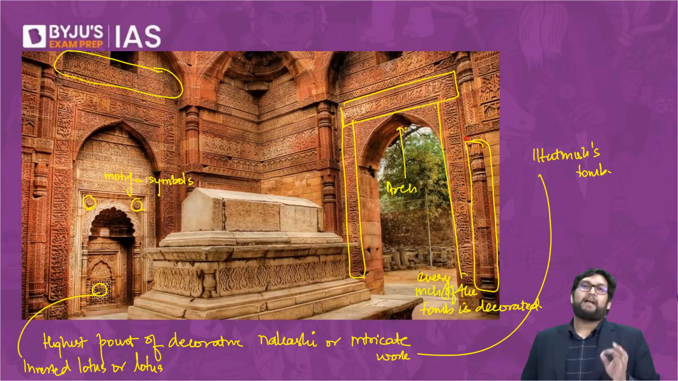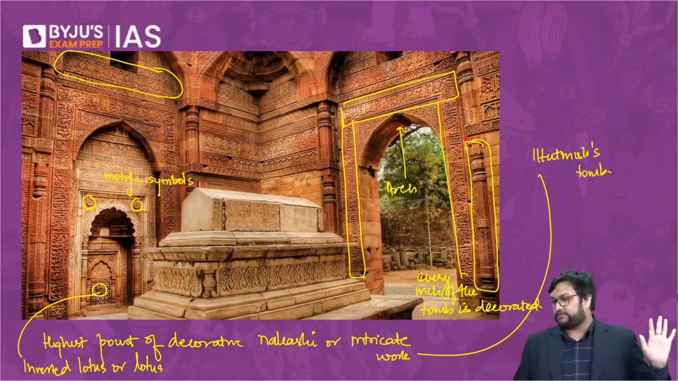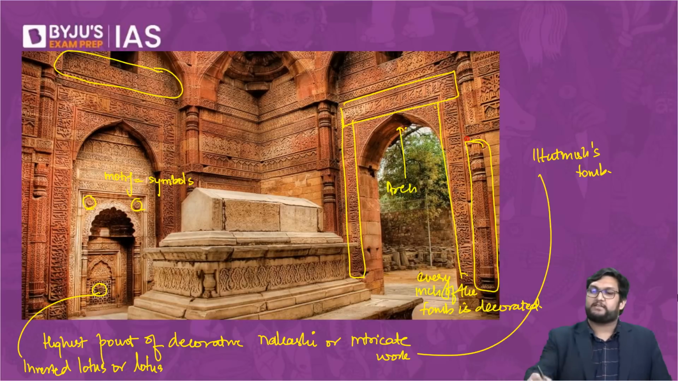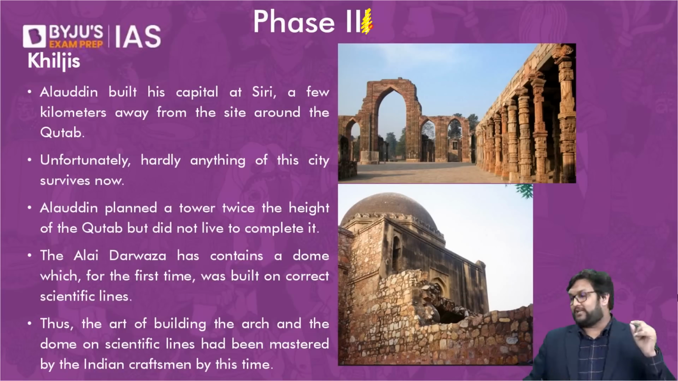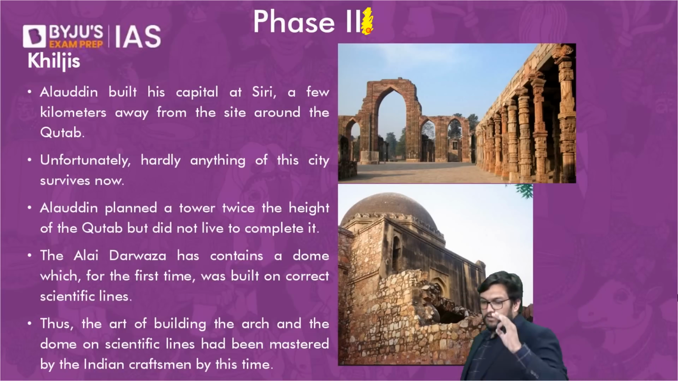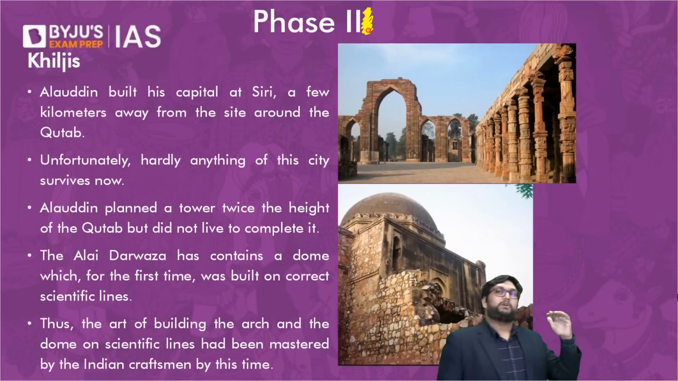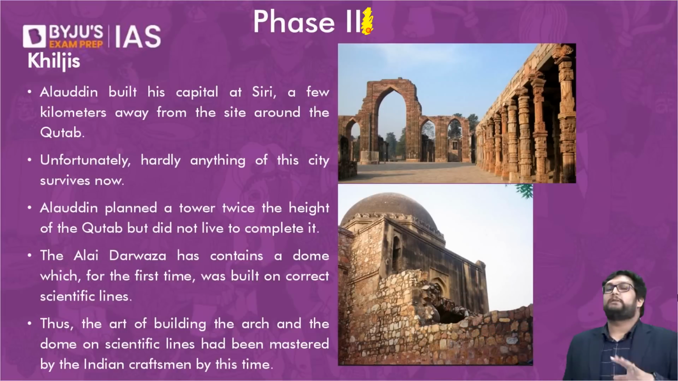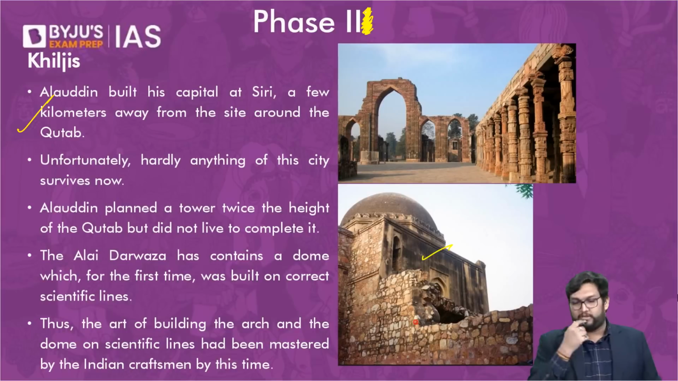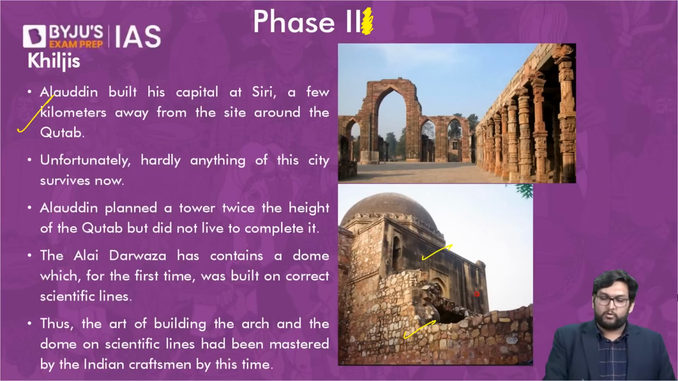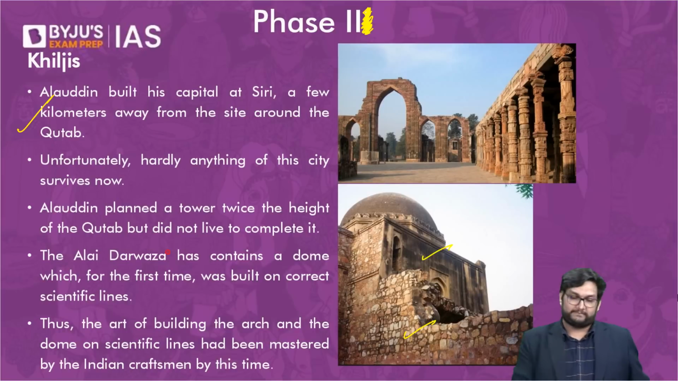You will never find such type of construction anywhere else. And it is believed, and this is not phase 3, this is still phase 2, that under Alauddin Khilji the highest point of phase 2 will be reached, wherein he will build a whole city called Siri, which does not survive today except for a mosque and a basic wall around it. But it is him who developed the Alai Darwaza.